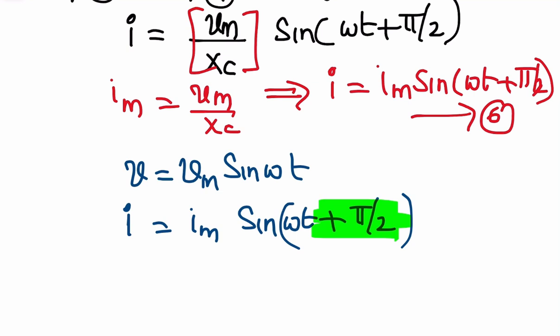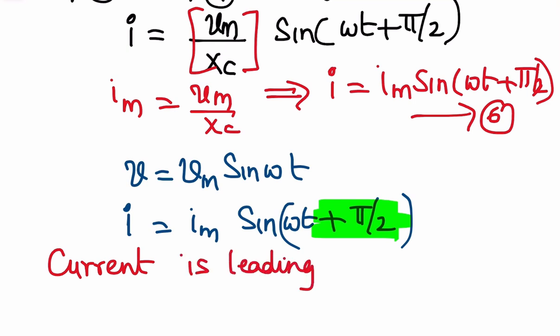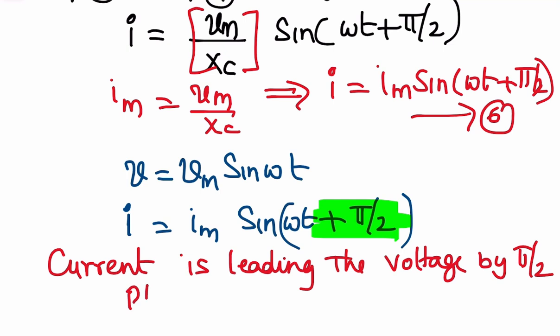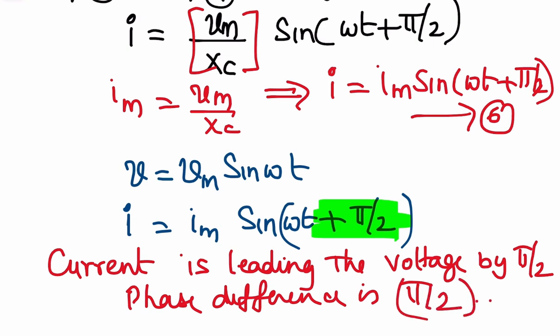So what we can write now? Current is leading the voltage by pi by 2. So the phase difference is pi by 2. So we got finally that equation also. Let it be equation number 7. Now we got the phase difference also. What else is remaining? We have only one thing remaining, that is the power of the circuit.